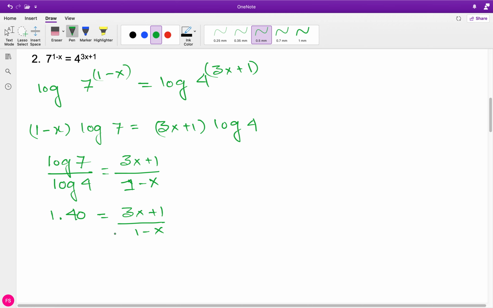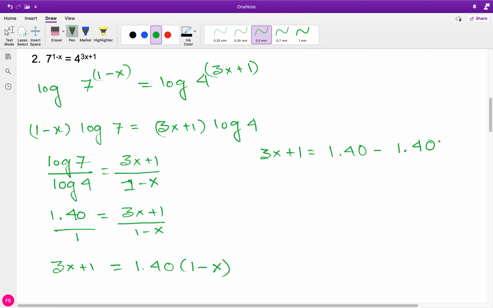Now I'm going to cross multiply. So I'm going to multiply 3x plus 1 with 1, that's just 3x plus 1, equals 1.40 times 1 minus x. This side I will have 3x plus 1, that side I will have 1.40 minus 1.40x. Okay, so now that I have it, I'm going to move all the variables to one side and all the numbers to the other side.